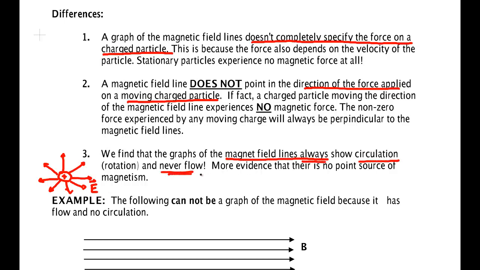They never flow. And this means it appears that there is no point source of magnetism. You can't just have a single pole. You always have a north and a south pole. And I'll give you an idea about why that is when we get to the video about current loops.